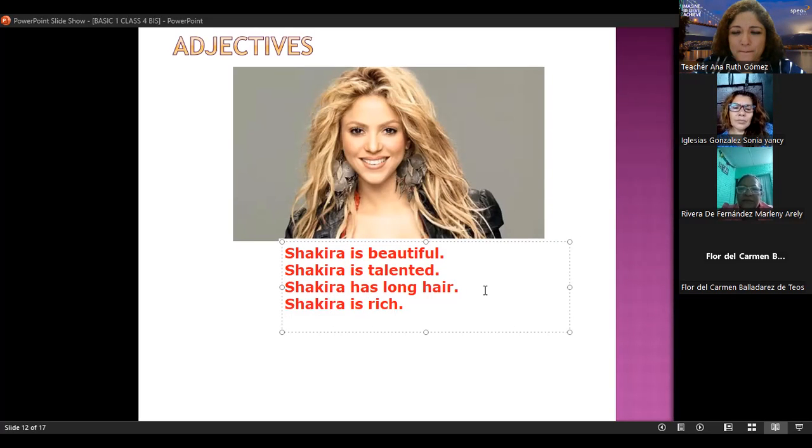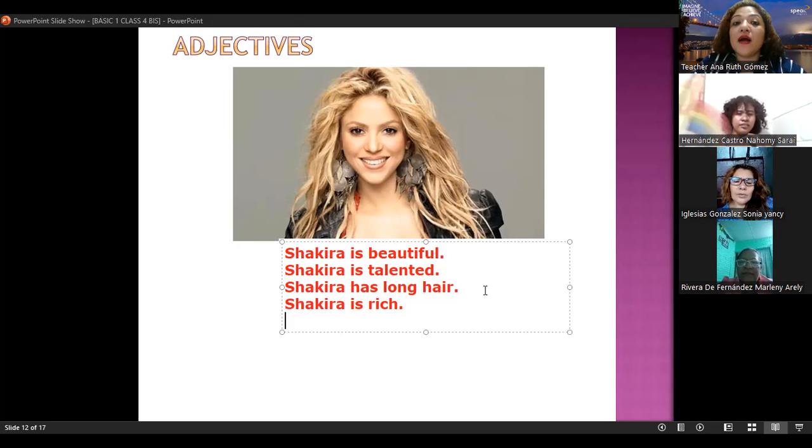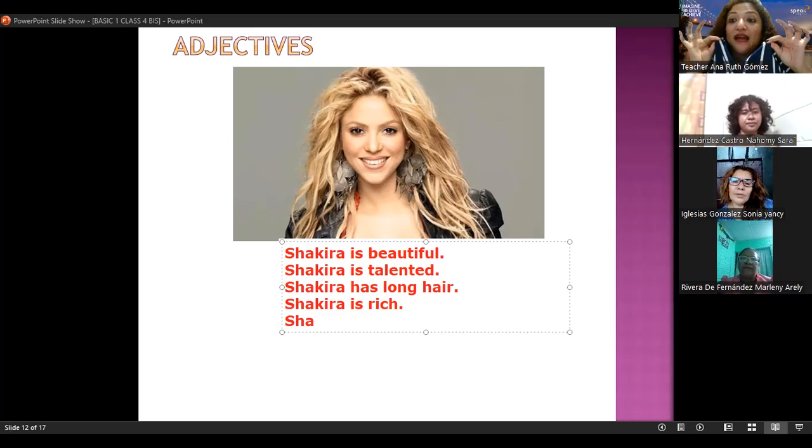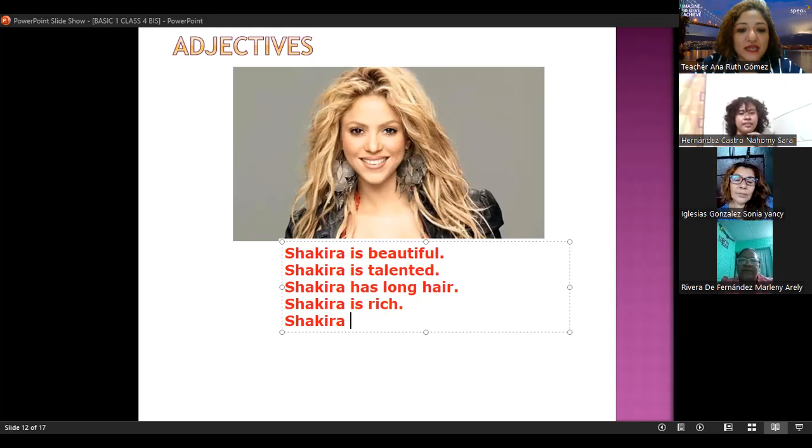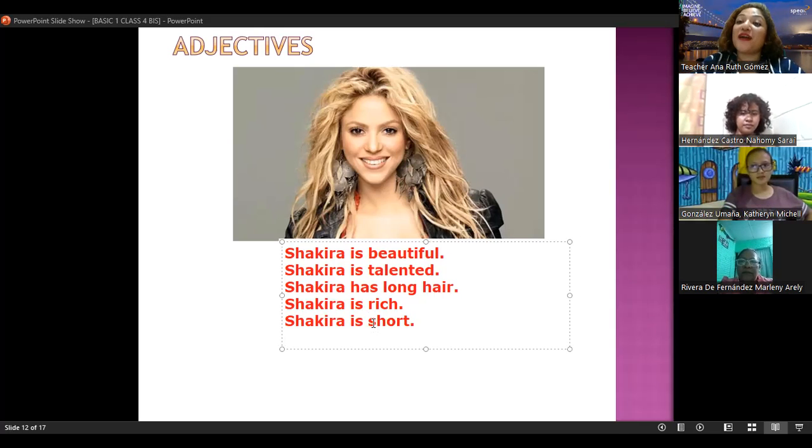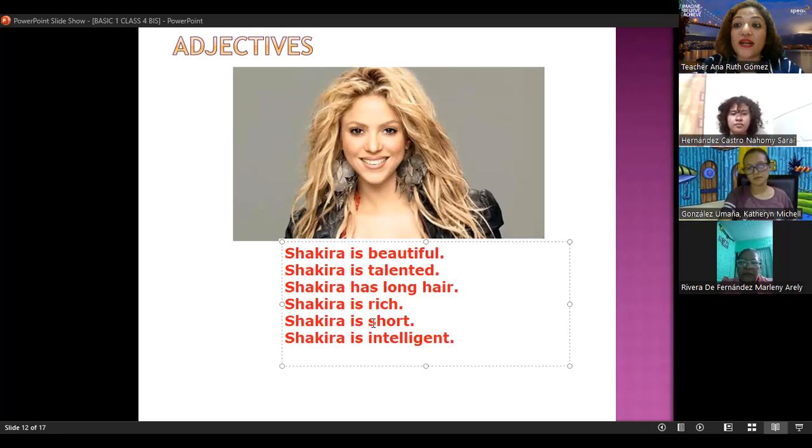Okay, what else? Shakira is small. Small or short? Short. Pequeña is short. Small, Naomi. Small is, for example, a dress. One dress, or one blouse. Or shoes. So Shakira or for example, a cat, a dog. So Shakira is short. What else? Shakira is intelligent. Very good, Catherine. Shakira is intelligent. Okay. What else?